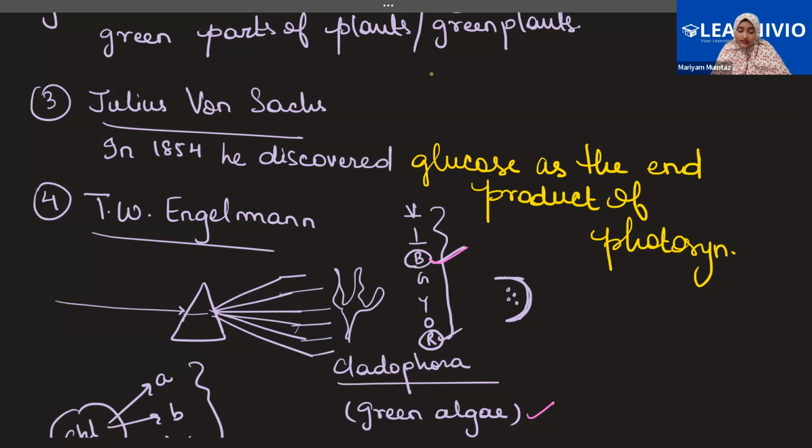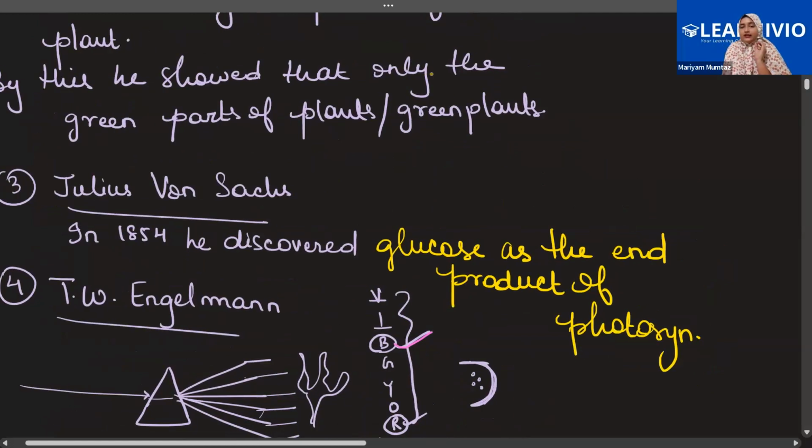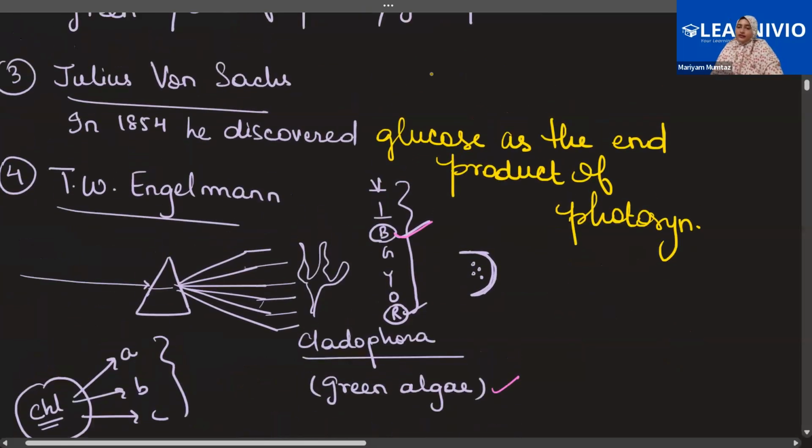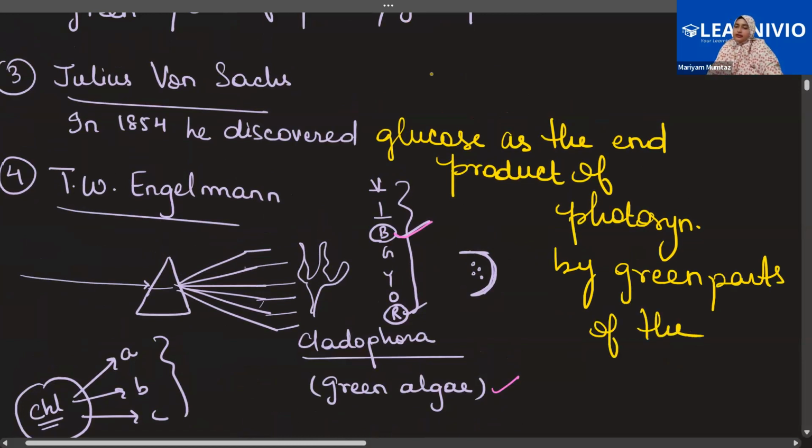Then came T.W. Engelmann. Now he said that, okay, one more thing. Do you people know that the glucose, once it is formed in the plants, it gets stored in the form of? What is the form? Starch. Yes, correct. Gets stored in the form of starch. Now, in 1854, he discovered this very thing that glucose is produced. And one more thing, he also said that the glucose is produced only and only by the green parts of the plant. So, it is the end product of photosynthesis by green parts of the plant. That is what he said.